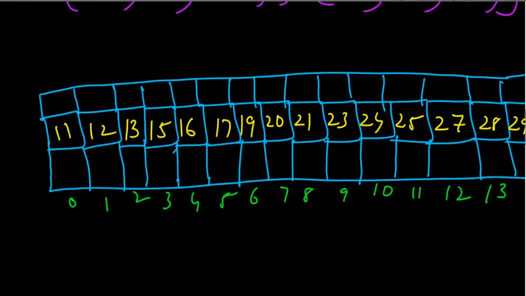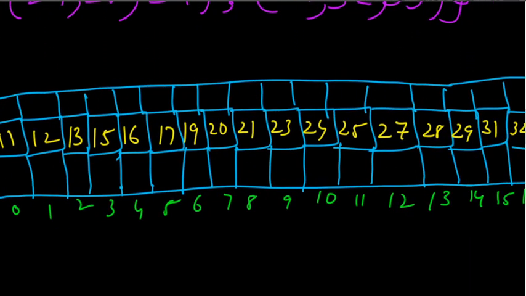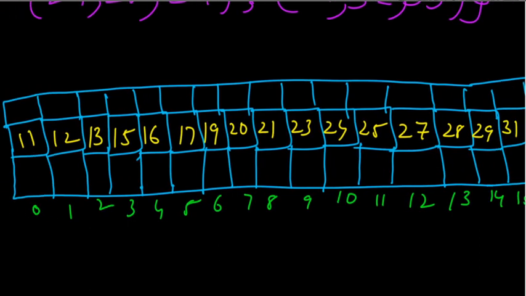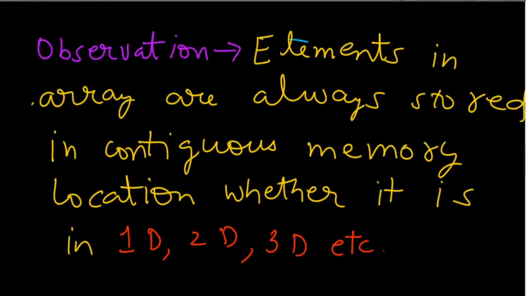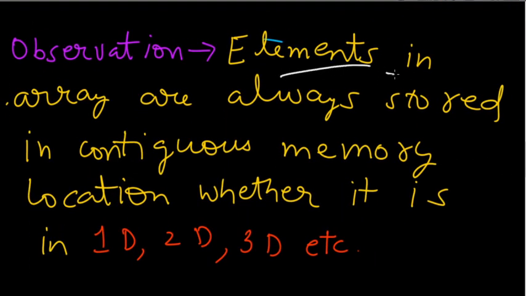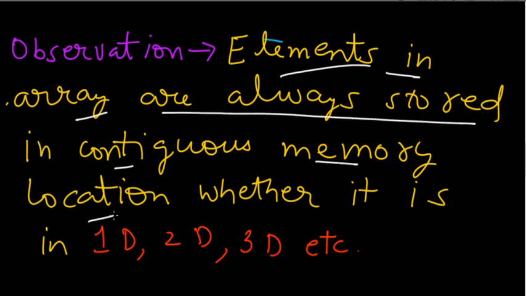So in a three-dimensional array also, the elements are stored in a single line, in contiguous memory locations. Okay, so these are stored in a single line and these are the indexes, the positions. So what we finally observe is that elements in an array are always stored in contiguous memory locations, whether it is one dimensional, two dimensional or three dimensional. So finally we get our answer to how an array is stored in RAM. Elements in the array are always stored in a contiguous memory location.